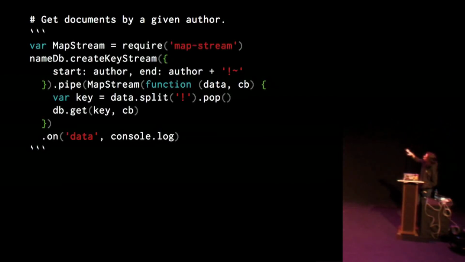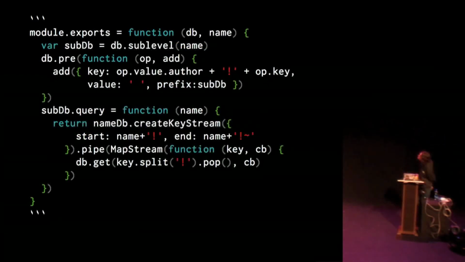All of the authors, all of the records created by that author. But that will just give us the keys, and then we pipe it through mapstream, and every key that comes off, we'll just get it out of the original database and pass it to the callback, which emits it on the next data, and we'll be able to retrieve all of the data for that author. And then we can easily bundle it into a module that we can just apply to any database that does this name stream thing.